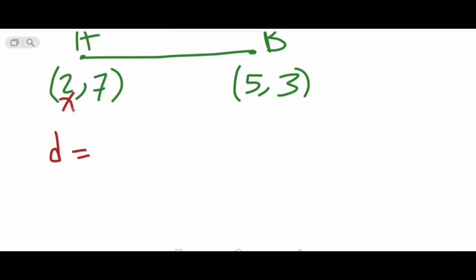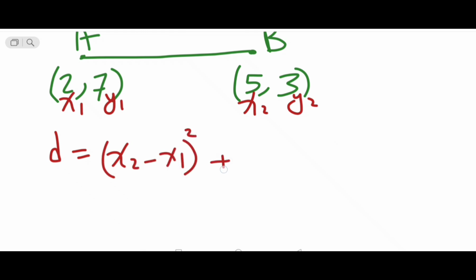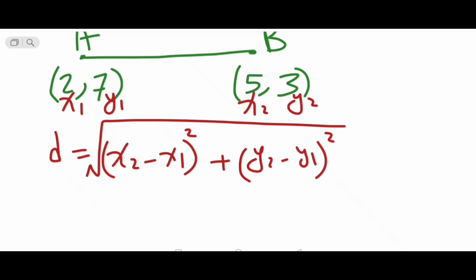This is the x coordinate, x1. This is x2. This is the y coordinate, y1. This is y2. The change in x, x2 minus x1, squared, plus the change in y, y2 minus y1, squared, and the whole square root. This is the rule. We will follow this rule and we will find the distance.